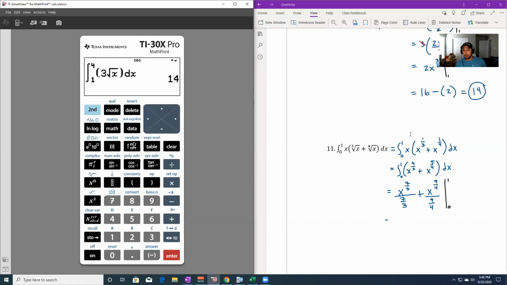There you go, computer cut up. You're probably like, what is he talking about? All right, now flip both of those fractions and you'll have 3x to the 7/3 over 7 plus 4x to the 9/4 over 9, still evaluated from 0 to 1.